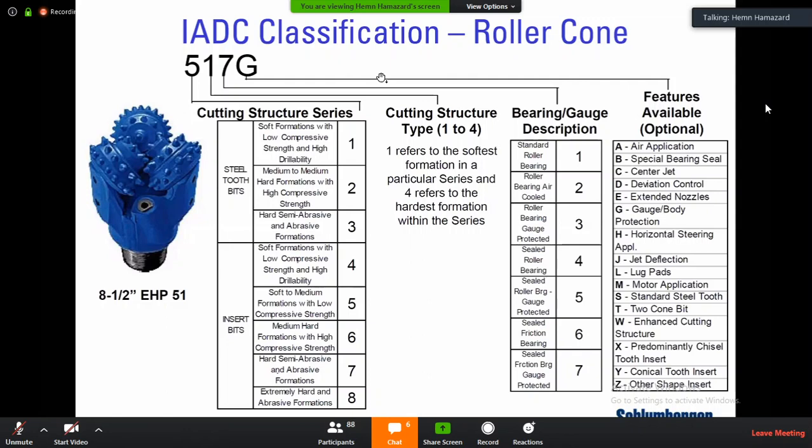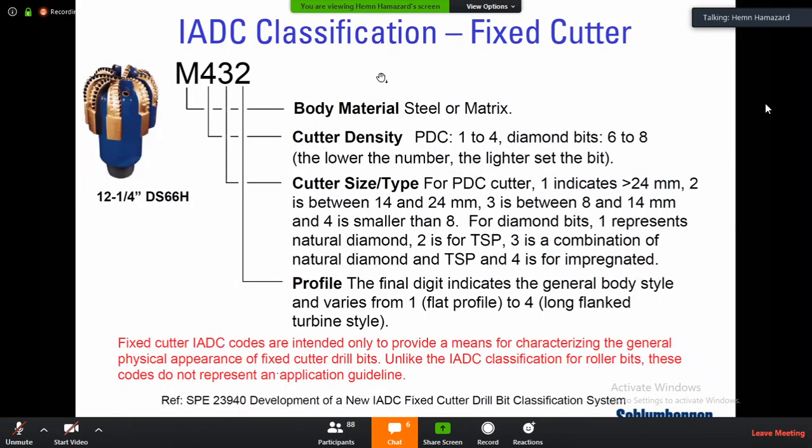The IADC classification for, let me put this one down here. For the PDC bits, it's a little bit different. For example, the first one is not a digit, it's a letter. The letter means either, if it's M, that means you have a matrix, okay? It can be tungsten carbide. If it's S, that means it's steel, the composition of your bit. The second digit is the cutter density.